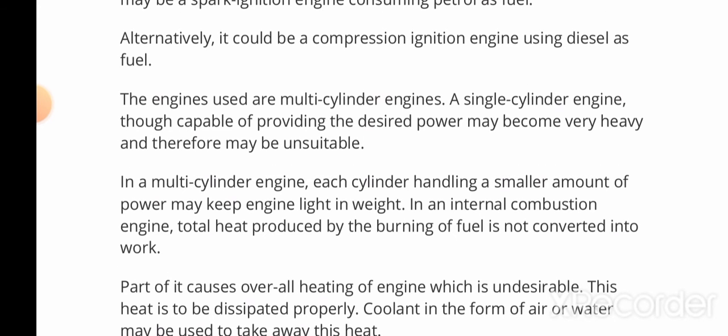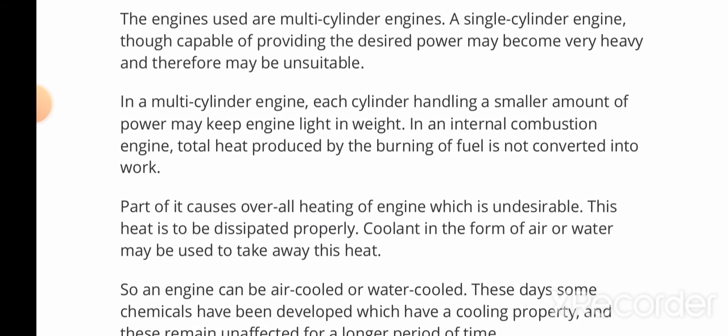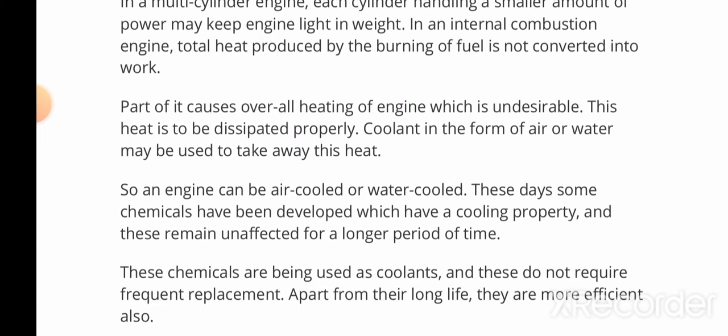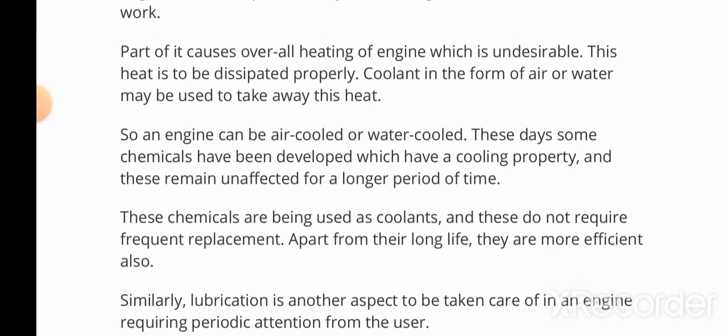In an internal combustion engine, the total heat produced by the burning of fuel is not converted into work. Part of it causes overall heating of the engine, which is undesirable. This heat is to be dissipated properly. Coolant in the form of air or water may be used to take away this heat. So an engine can be air cooled or water cooled.